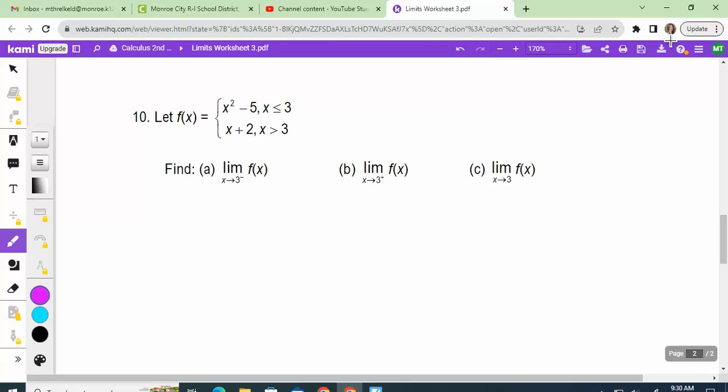So this time we just have to think about which piece we're on. If we are approaching 3 from the left, we are putting in things smaller than 3. So are we on the first or the second piece? Smaller than 3, less than 3, so that's the first one. Can I just plug in my 3? It's not breaking any rules, so it's just 3 squared minus 5. And we get 4.